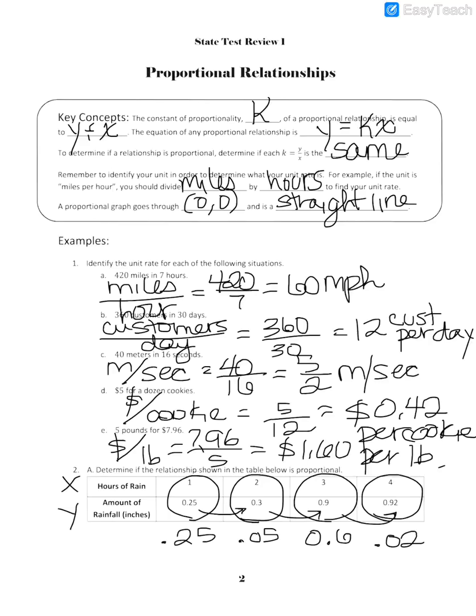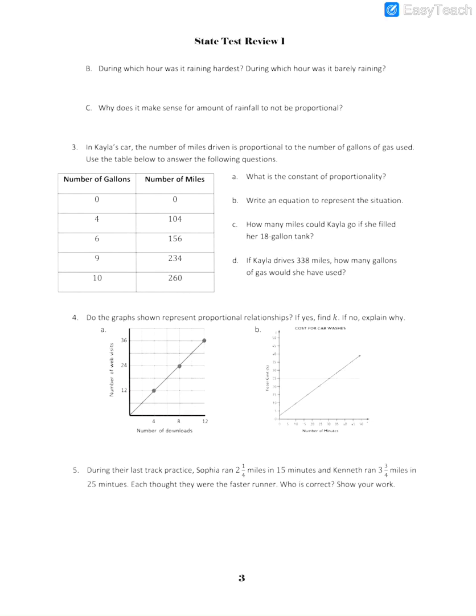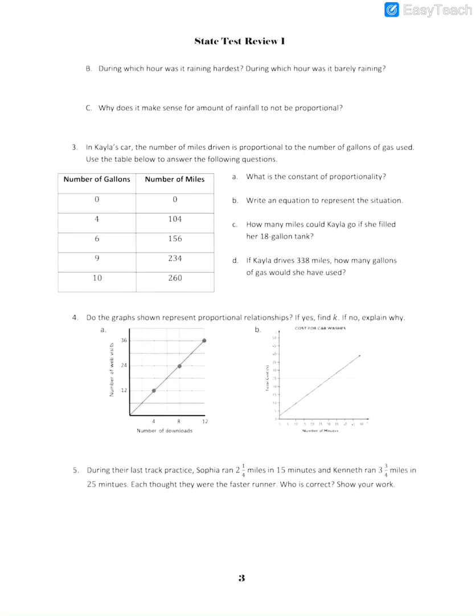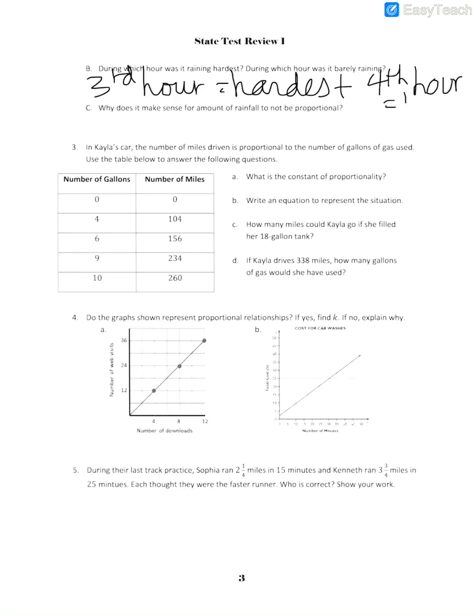Okay, so let's answer the question. The question was, during which hour was it raining the hardest? And then also, was it raining the least? So the third hour, it rained the hardest. The fourth hour, it rained the least. Why does it make sense for amount of rainfall to not be proportional? Because it doesn't always rain the same amount. Sometimes it rains hard, sometimes it rains soft. So let's say it doesn't always rain the same amount.